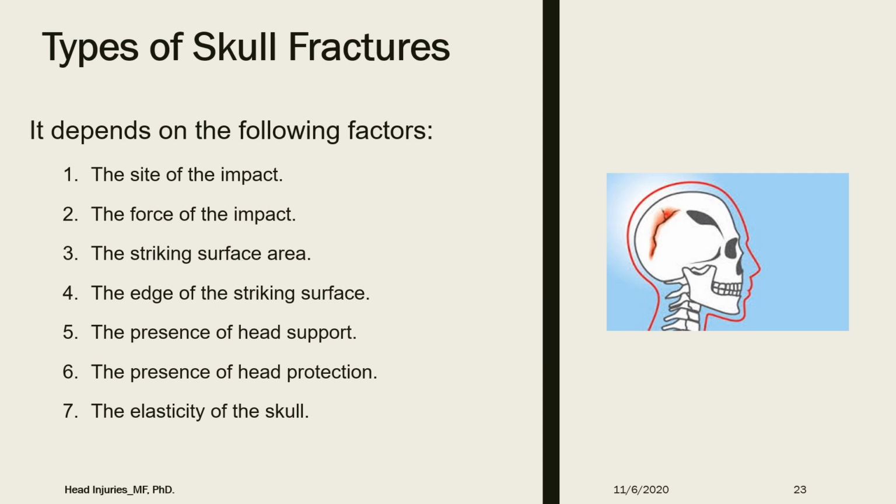Also the presence of head support makes a difference. When a person receives a blow while the head is supported by the floor, for example if he is lying down, it will give an injury that is different from a person receiving a blow in the face in the standing position. Also, the presence or absence of head protection, as in case of wearing helmets in motorcycle accidents. And finally, the elasticity of the skull.